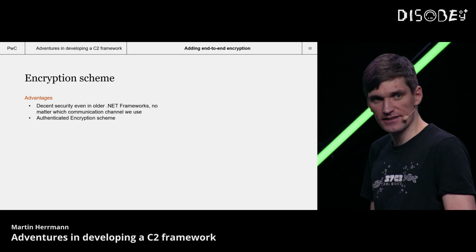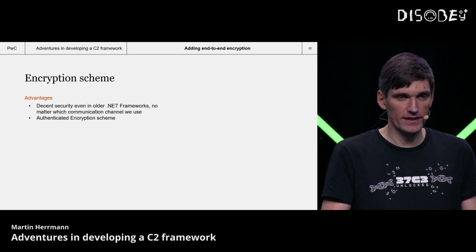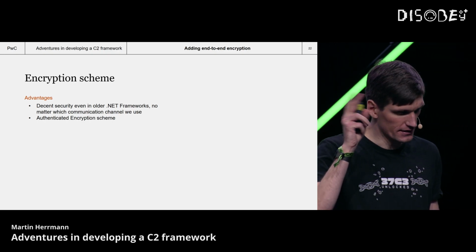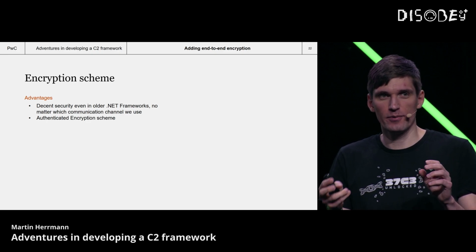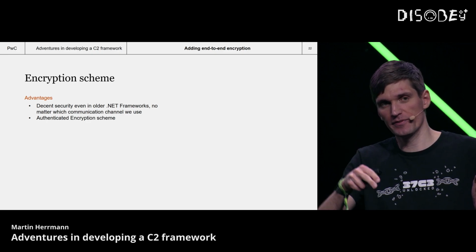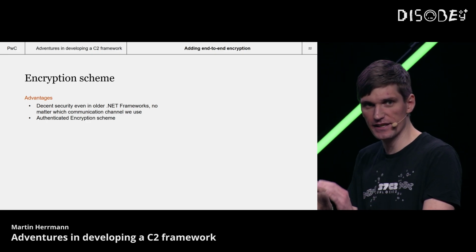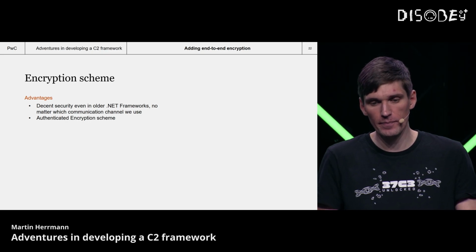We have an authenticated encryption scheme, which is the ChaCha20-Poly1305 algorithm. And that basically means that you do not have to worry about whether you MAC first and encrypt then, or encrypt and then MAC, because that's where a lot of the issues in TLS come from.